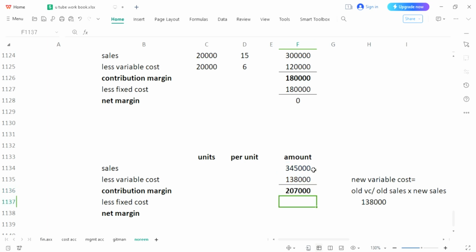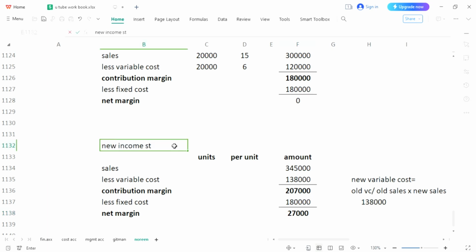And as you know, fixed cost will remain the same no matter how many units we are making. Now finally, fixed cost we have carried over to the new statement. Net margin we can calculate, which is the difference between contribution margin and fixed cost. Here contribution margin is 2,07,000, and you need to subtract fixed cost, which is 1,80,000. So we have also calculated net margin, which means if you increase sales by 45,000, this is our new income statement.